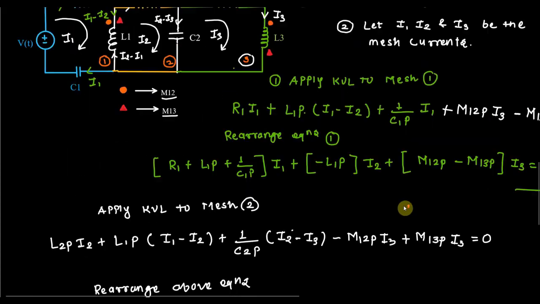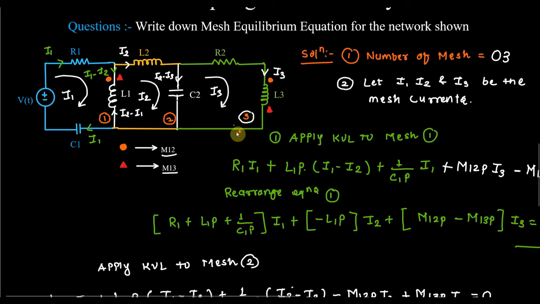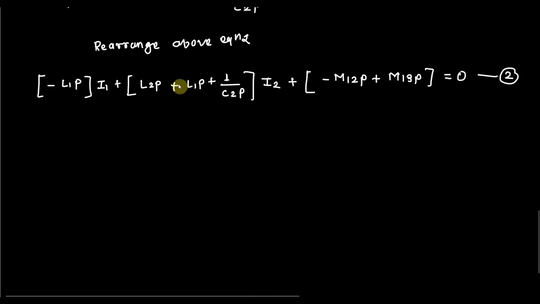Now similarly we will write for the third one. I am taking 5 minutes extra because I have to complete this question. So I will finish within 5 minutes. Okay. So I have to write for the third one. The third is mesh number 3.